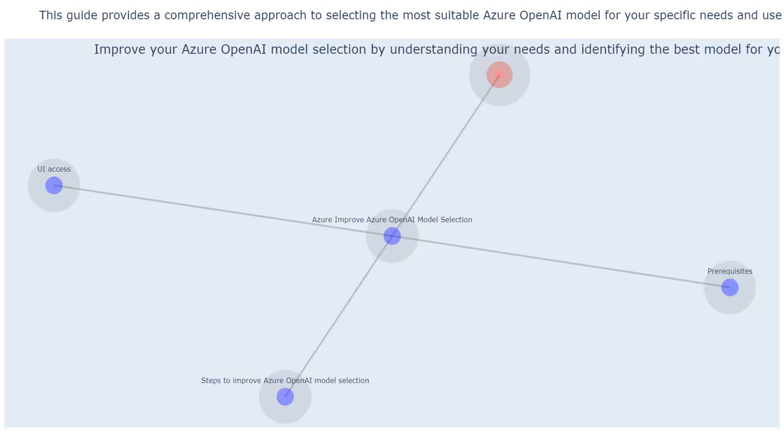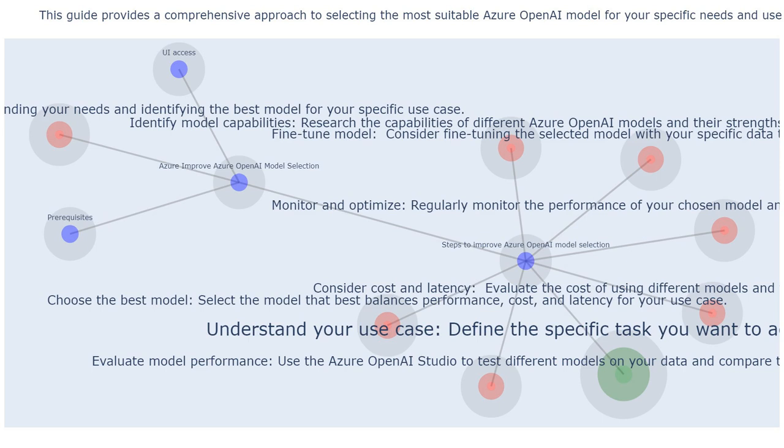Steps to improve Azure OpenAI model selection. Understand your use case. This step involves clearly defining the specific task or goal you intend to accomplish using Azure OpenAI. This could be anything from generating creative text content to performing language translation or analyzing sentiment in customer feedback. The more precise your understanding of the desired outcome, the better you can align your model selection with your requirements.